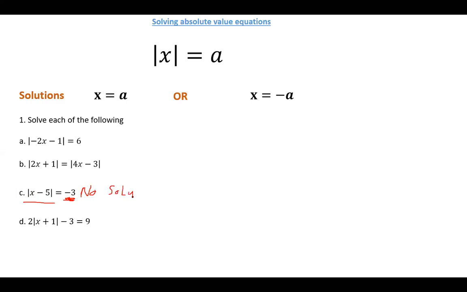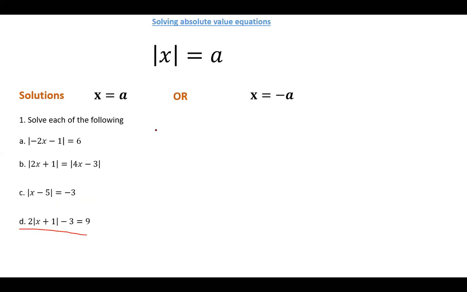All right, so you can finish it up. Then D there, D is saying 2 multiplied by the absolute value of x plus 1, minus 3, is equal to 9. So for such questions as D, you first need to simplify it before you work it out.